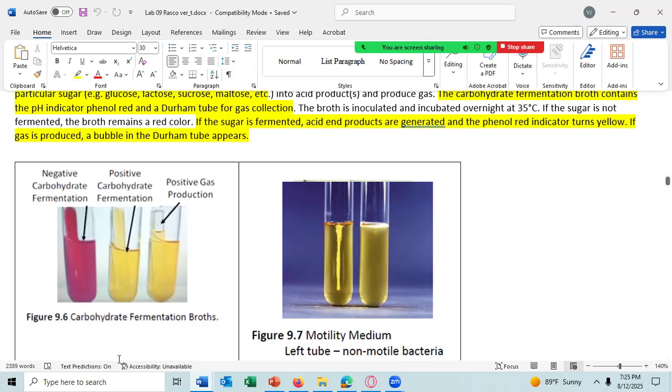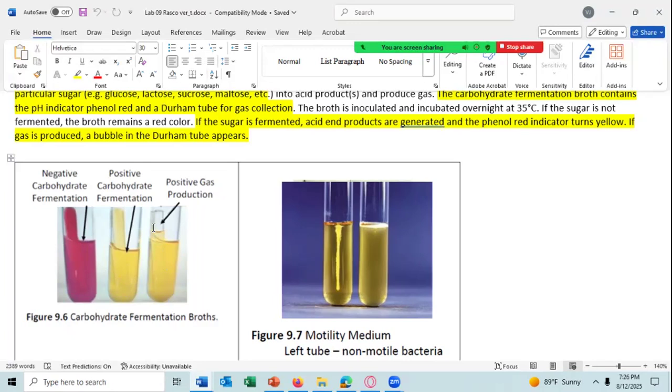This is given an A, meaning the sugar is fermented, making an acid product. That's what the A stands for. And then this one is going to be an AG, which is acid and gas production. Any question about the carbohydrate fermentation test? All right.